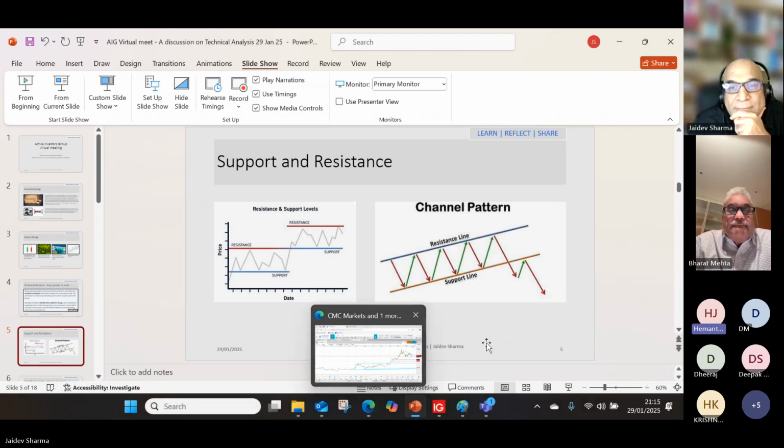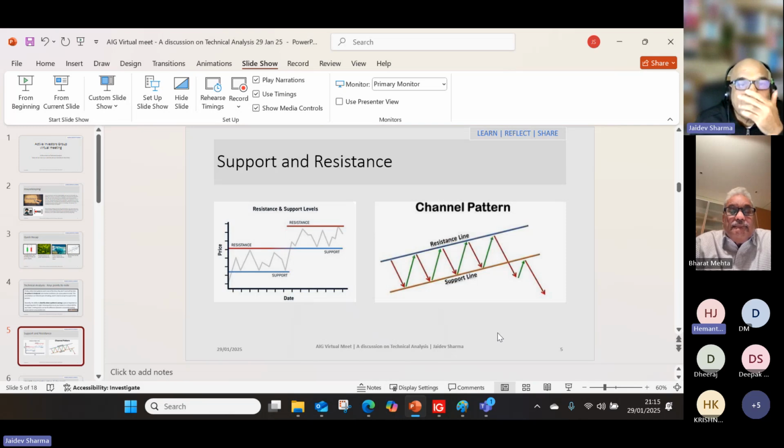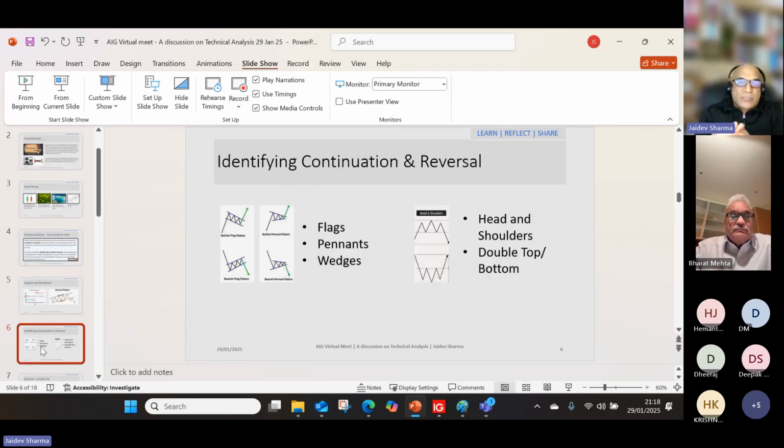Just on the left side, when does the resistance become the support? Is it when the resistance is breached? Correct. When a resistance which has been hit multiple times is breached, if it is breached with force like it did here, if you see this price action from the bottom to here, then it is even better. Moving on, today I would like to discuss two or three things.